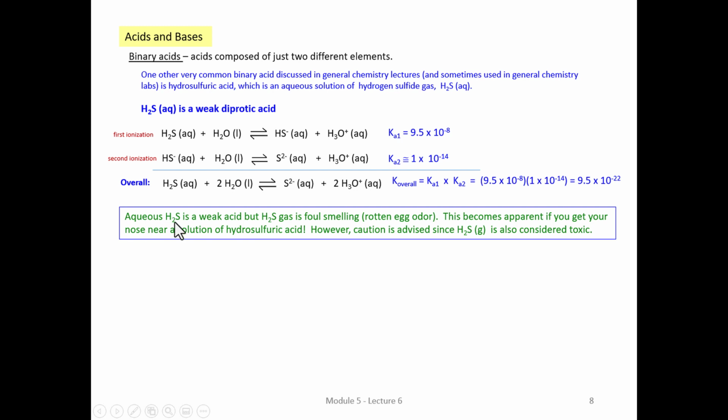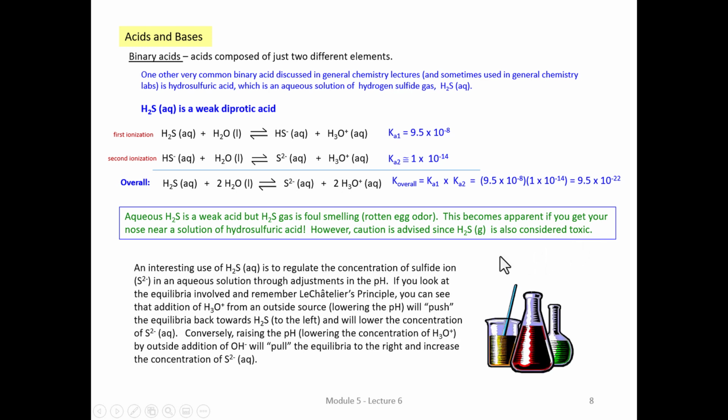Now, aqueous solutions of H2S can be pretty foul-smelling if you get your nose near them, because it's possible for some H2S gas to outgas back out of the solution. And you want to be careful about smelling H2S gas. It's also called swamp gas. That sounds like it should be harmless. However, interestingly enough, it's actually quite toxic.